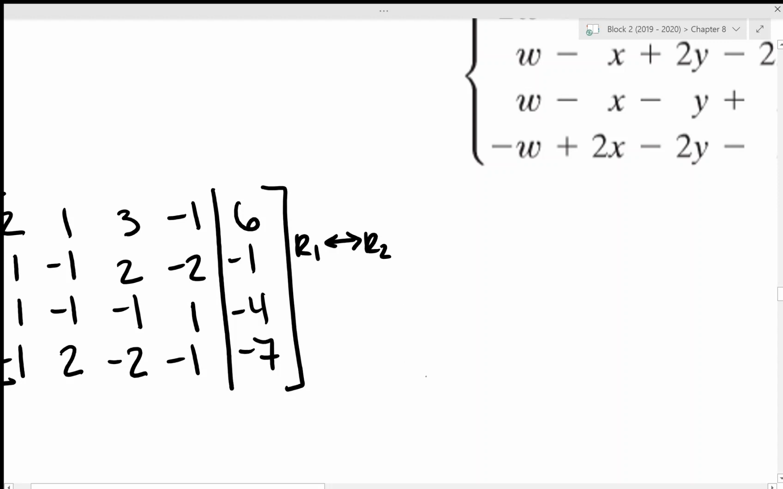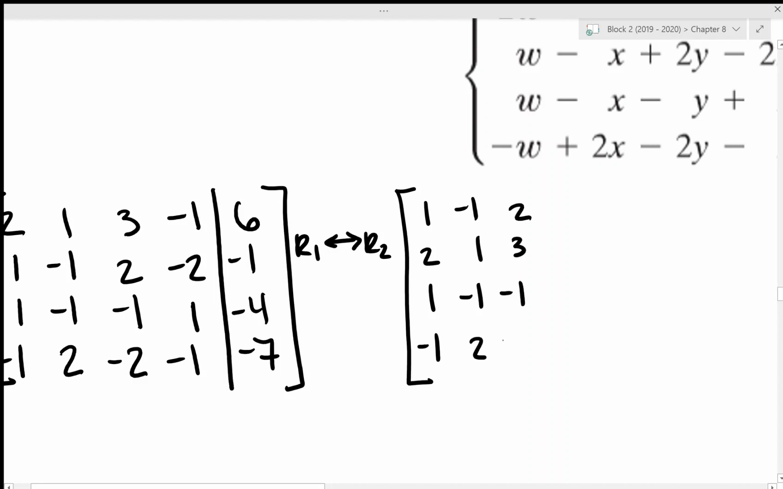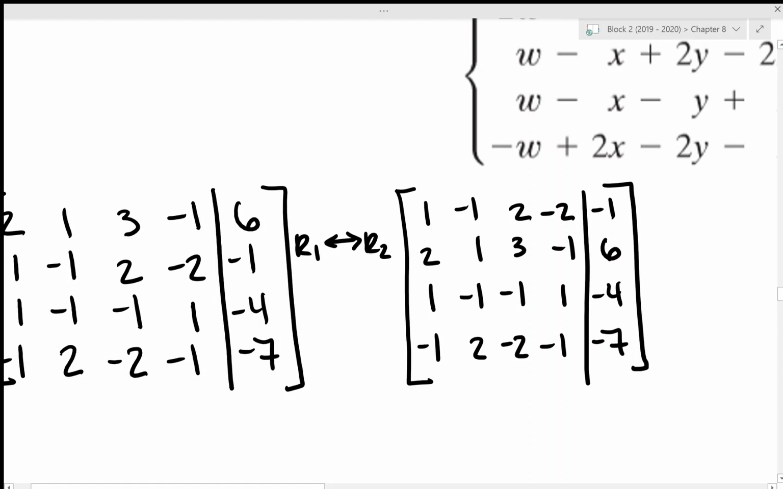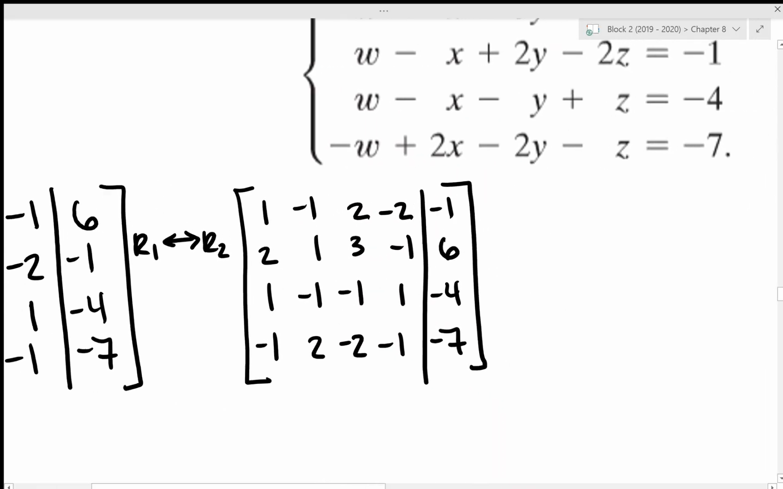And when I do that, I will have 1, 2, 1, negative 1, negative 1, 1, negative 1, 2, 2, 3, negative 1, negative 2, negative 2, negative 1, 1, negative 1, line, negative 1, 6, negative 4, negative 7. Again, the more numbers we have in a matrix, the more likely we're going to make silly little mistakes. So just take your time.